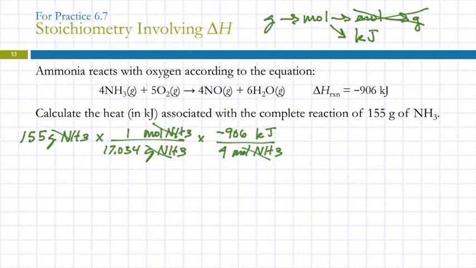So then I got my calculator: 155 divided by 17.034 times negative 906 divided by 4. And this gives me a negative number, negative 2061.0, and the unit there is kilojoules. So if I round that to the correct number of significant figures, that's negative 2060 kilojoules of energy.